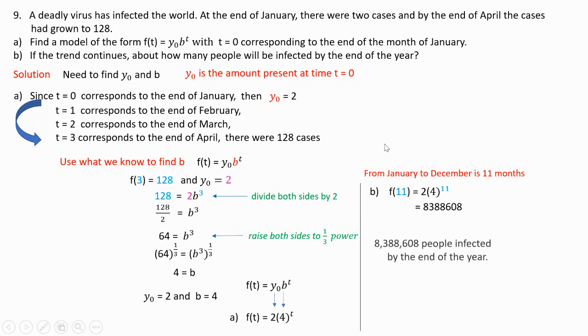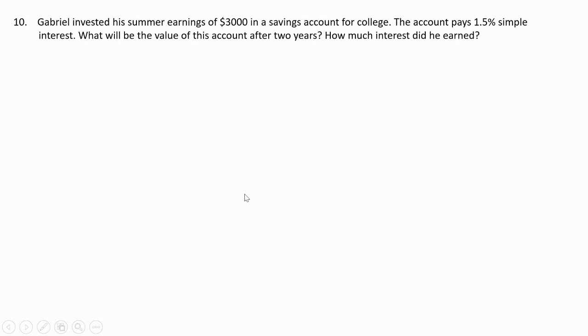Okay. So that's the answer: the amount of people infected if there was no intervention. Now, let's do number 10. I believe the next two problems are from chapter 5, which is a finance chapter.